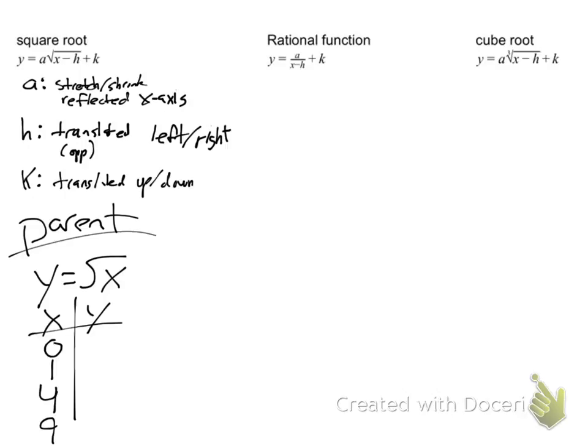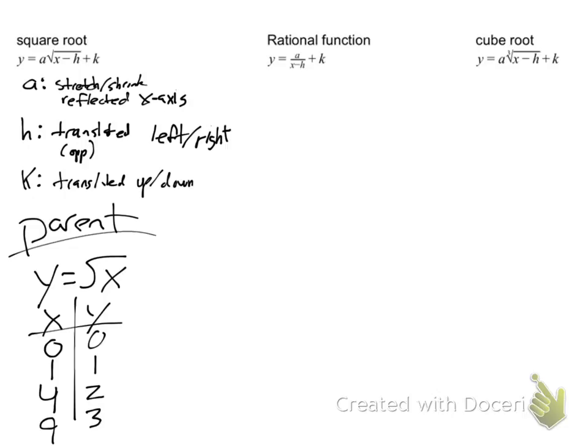And here's the cool thing. When I square root them, square root of 0 is 0. Square root of 1 is 1. Square root of 4 is 2. And square root of 9 is 3. Guys, that is your parent for a square root graph. After that, I can multiply my y values by a. I can add or subtract my h values and my k values to my y's. That same process works every time.